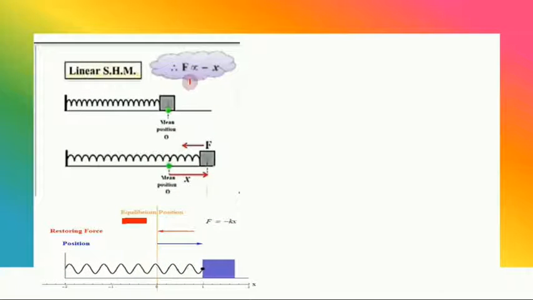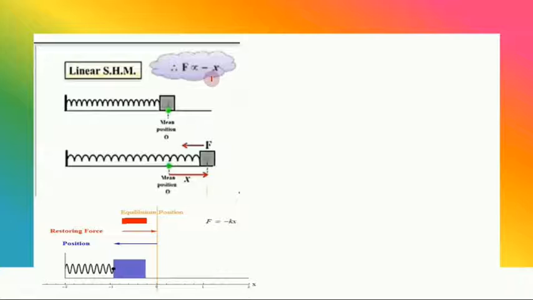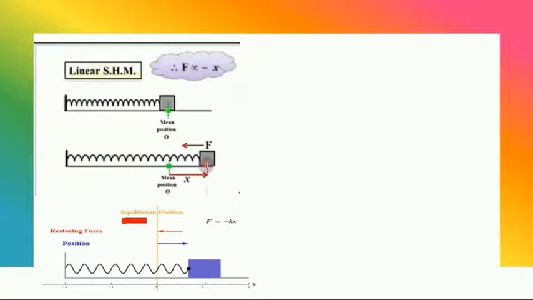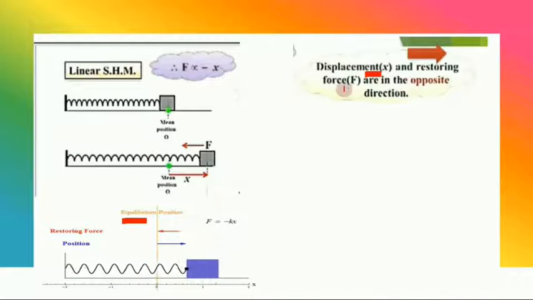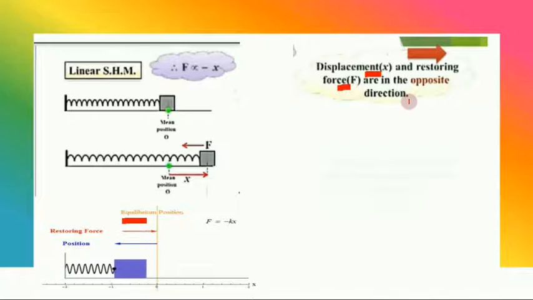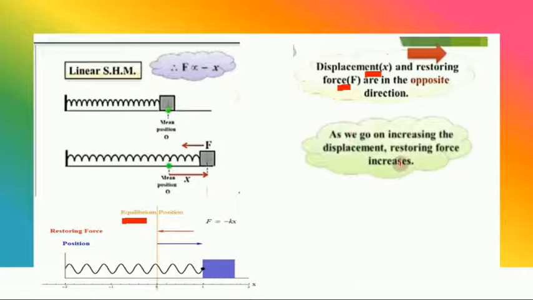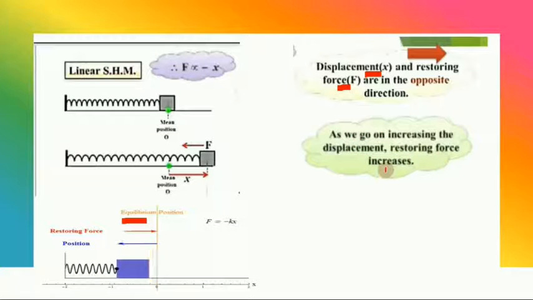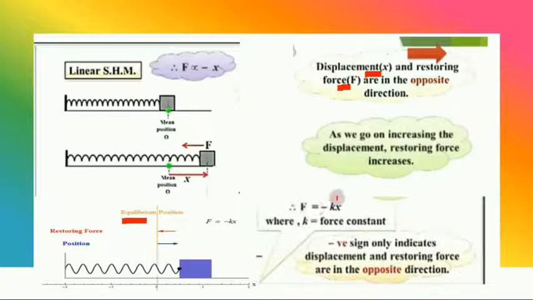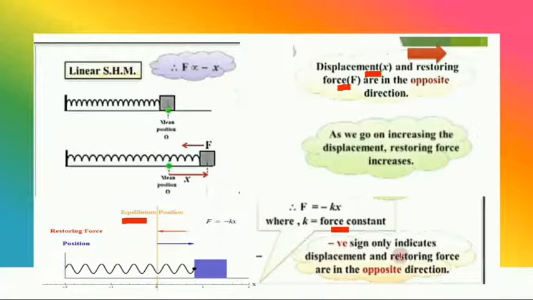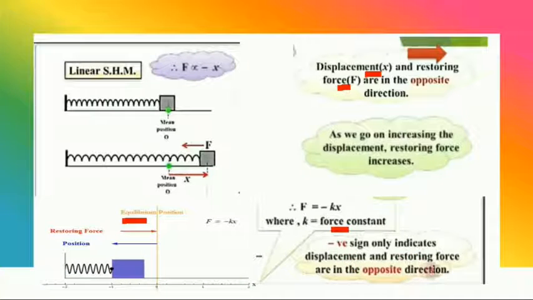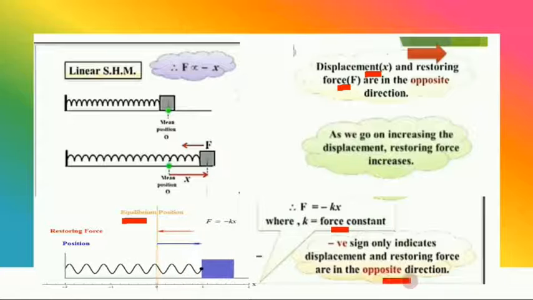So here force is directly proportional to minus x, meaning wherever the displacement is, the restoring force acts in the opposite direction. So displacement x and restoring force F are in opposite directions. As we go on increasing the displacement, the restoring force also increases. Therefore, F is equal to minus kx, where k is the force constant. The negative sign only indicates that displacement and restoring force are in opposite directions.